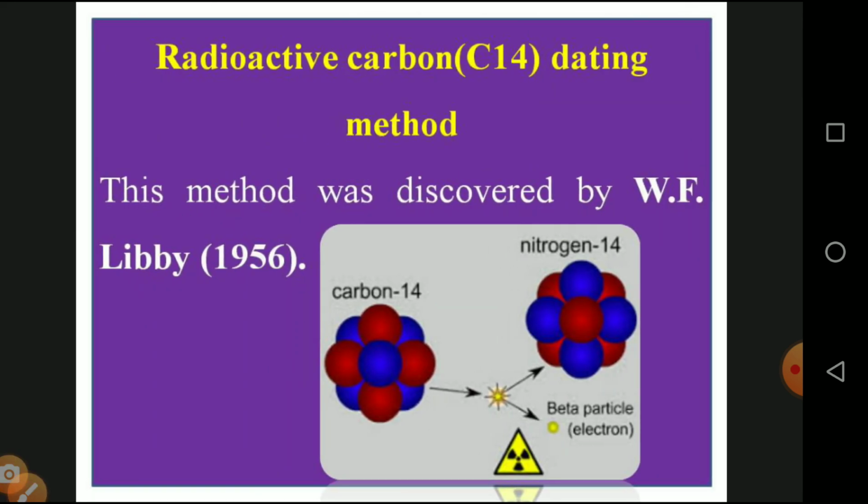So what is the radiocarbon method or dating method, which was discovered by Libby in the year 1956 using carbon 14 and nitrogen 14? We can find out the age of the fossil, and it is called the radiocarbon method, radioactive carbon method or dating method.